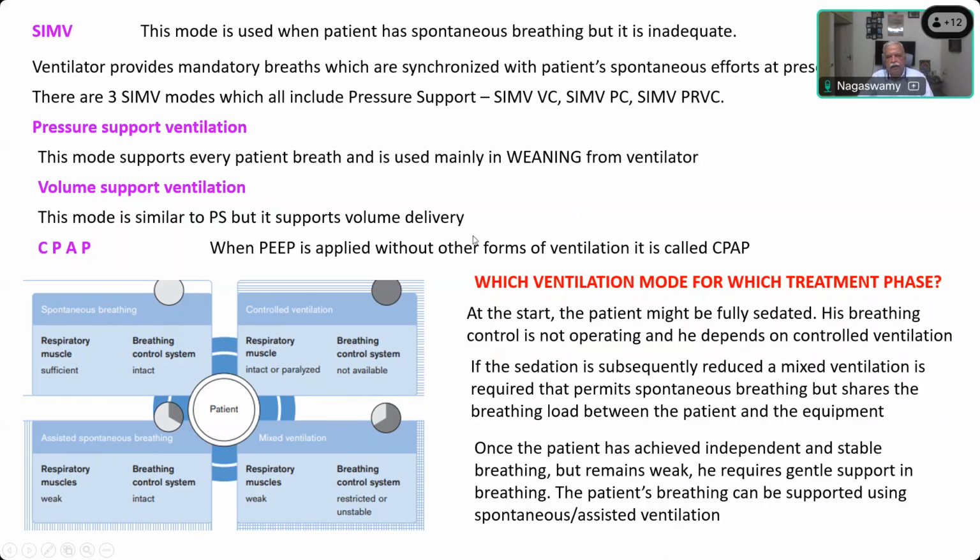And once you understand this clearly, then whatever newer modes have come, they are all what is called a jumbling of these three basic parameters: VC, PC, and PRVC. Okay, this is the basis that you have to remember.